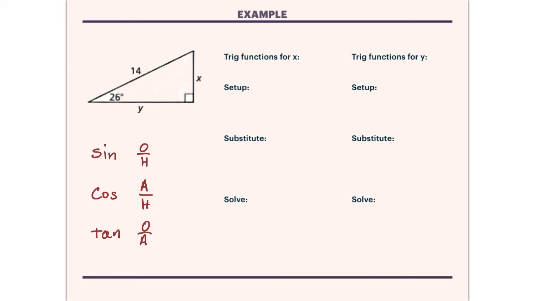So let's go ahead and label these things first of all. Let's put an O here, hypotenuse there, and an A there to identify them. So I'm looking for O, but I know hypotenuse. I'm certainly going to try to use the sine function here. So our setup would look like this.